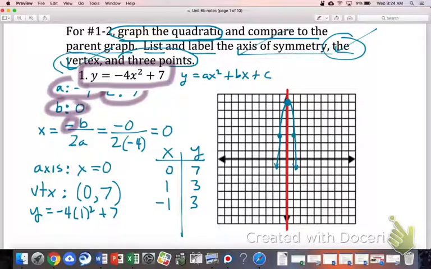Okay, so let's talk for a second. Why on earth would this one open down? Does anybody have a guess why this one would open down instead of up? The A value is negative. That's right. Since the lead coefficient is negative, that'll make this parabola open down. If the lead coefficient was positive, it would open up. Fair enough? And the reason why it's skinny is because the lead coefficient is bigger than 1. It's a 4. That's what makes it so skinny as well.